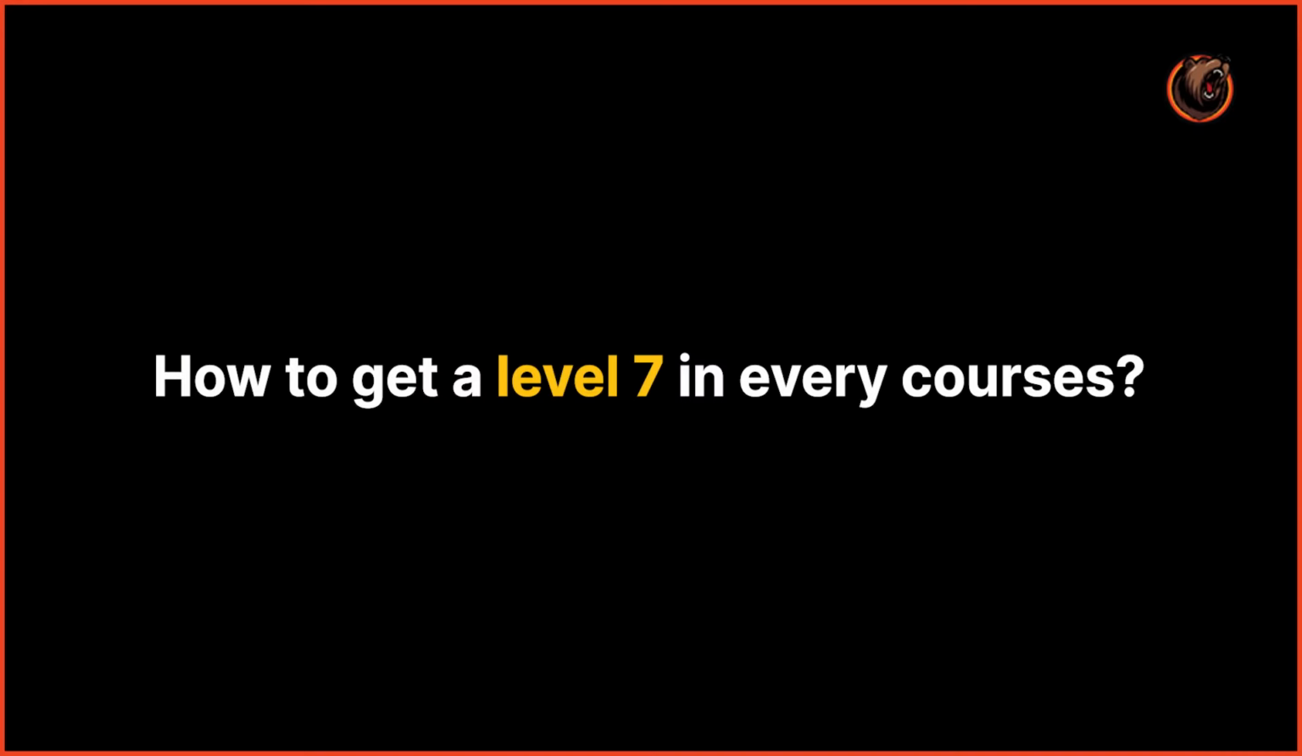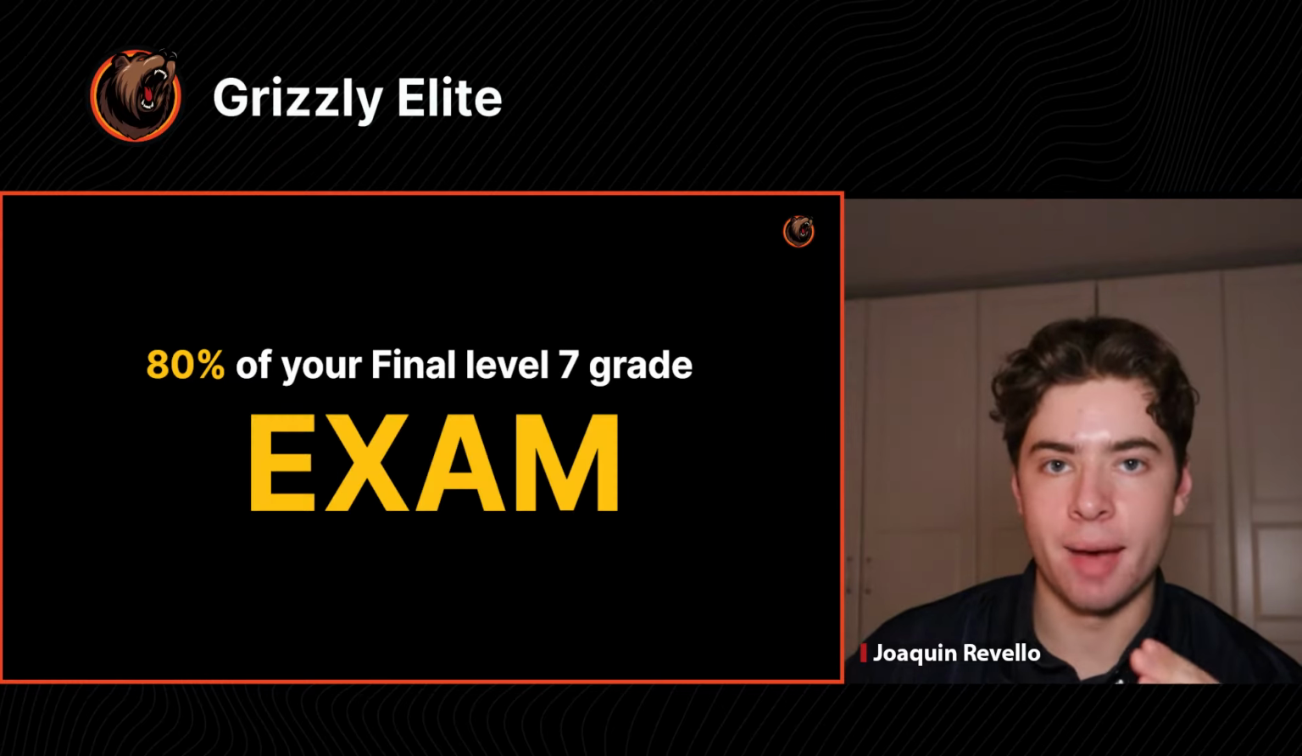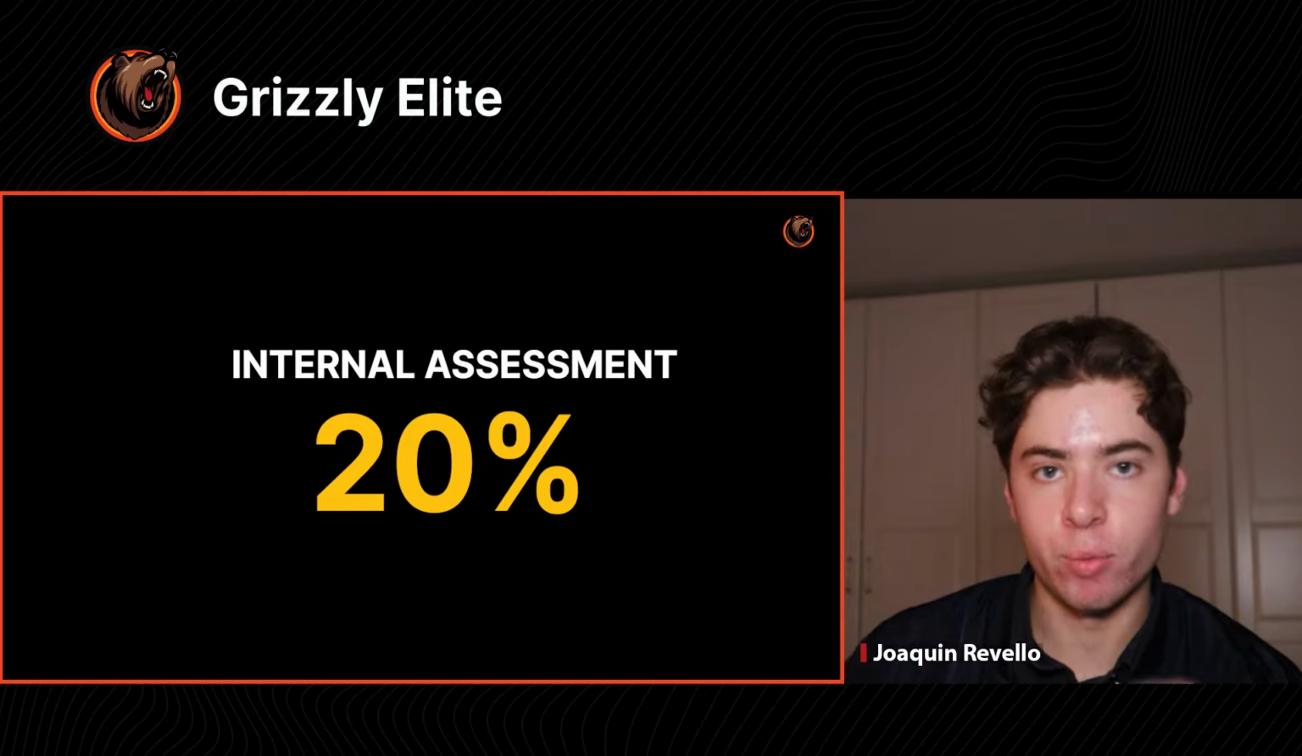So the question then becomes, how do I get a level 7 in one of my courses? Well, you need to first understand that 80% of your final level 7 grade comes from the exam, while 20% comes from what is known as the internal assessment, which is an IA. The internal assessment is simply some take-home assignment that you get to do throughout the year, and then you submit that to your teacher of the subject. They mark it, and then they send a sample to the IB to make sure that they're marking it correctly.